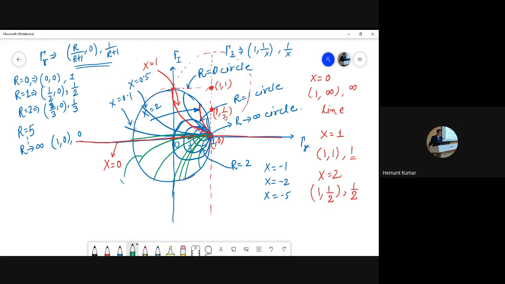So this will be x is equal to minus 0.1. This is x is equal to minus 0.5. This is x is equal to minus 1. This is x is equal to minus 1 by 2, like that. Sorry, minus 2, and so on, right? So this is the Smith chart. So we have the circles. I will just show you some questions on how to calculate the impedance from this circle.